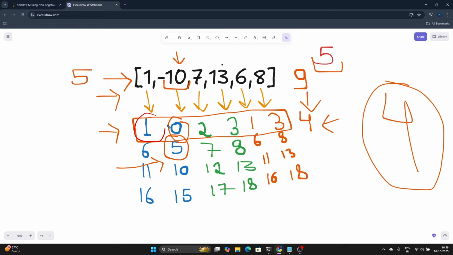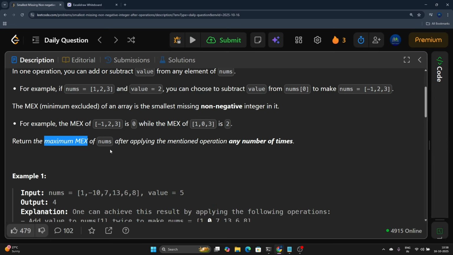So if you have two 1s, then you can actually create a 1 and you can create a 6 as well. So you can just take the frequency of the first row of the data. And what is the first row here? It is just a mod of all your numbers with value. And then later on you will see what is the maximum possible value which can be considered as your MEX, the missing non-negative integer, I would say 0 and positive integers.